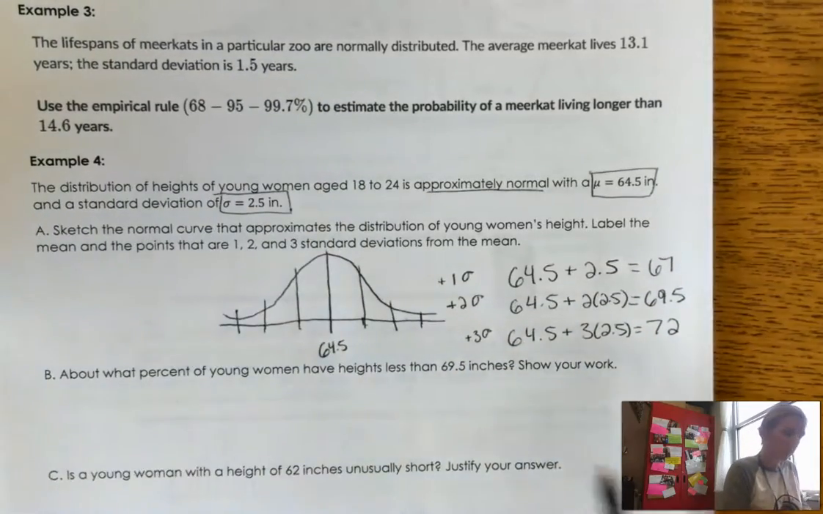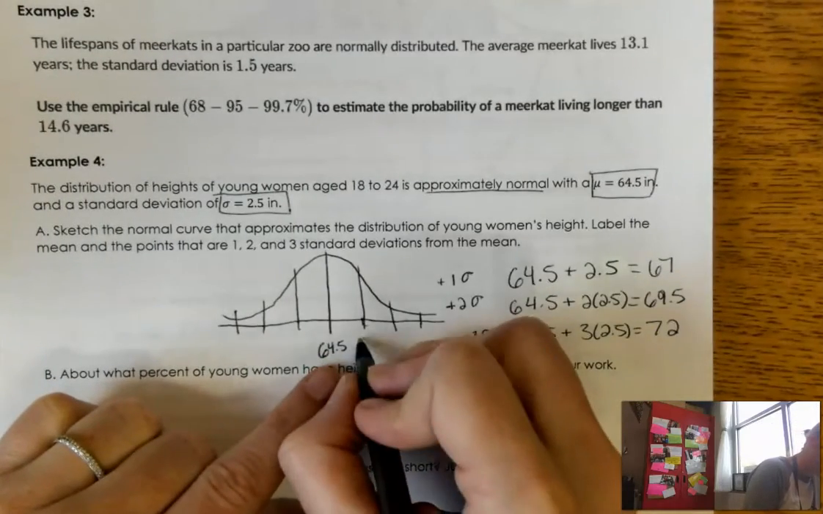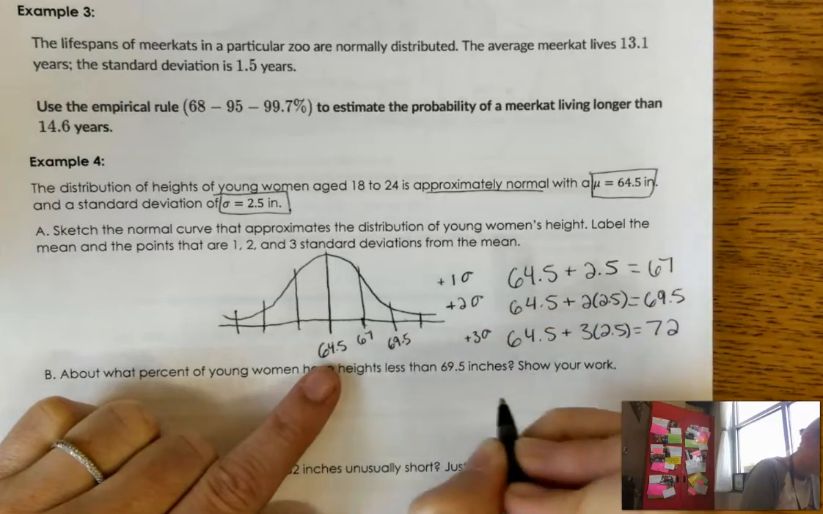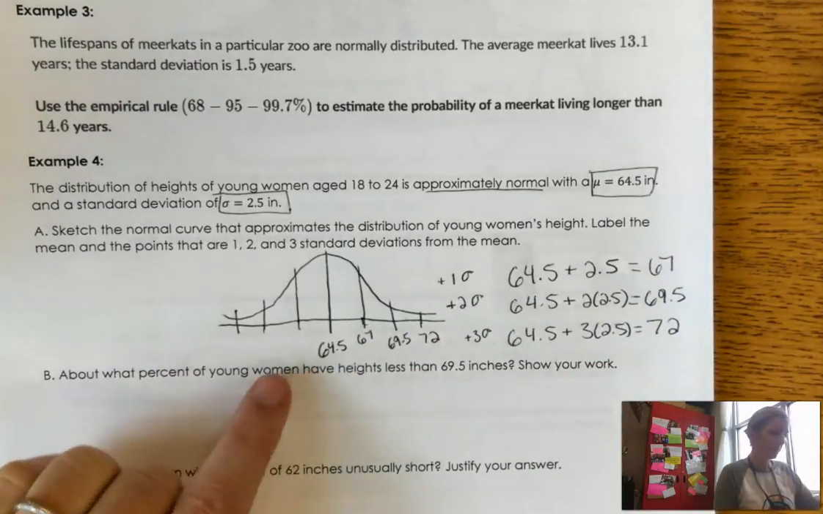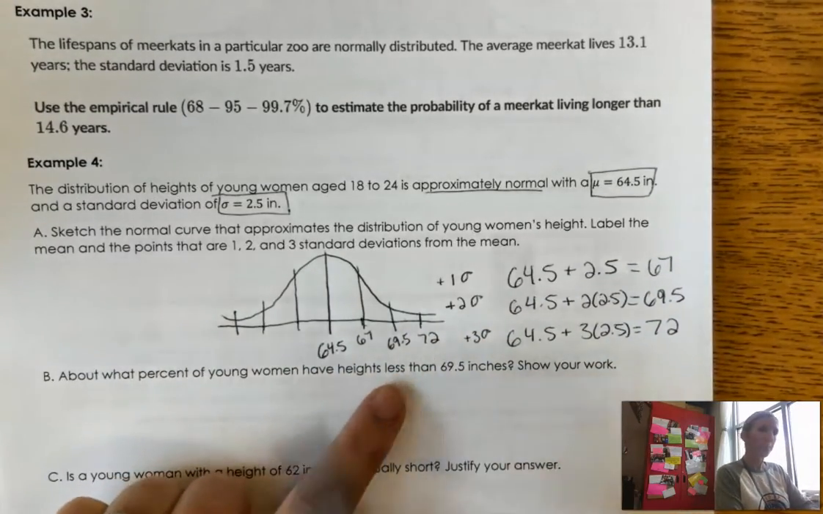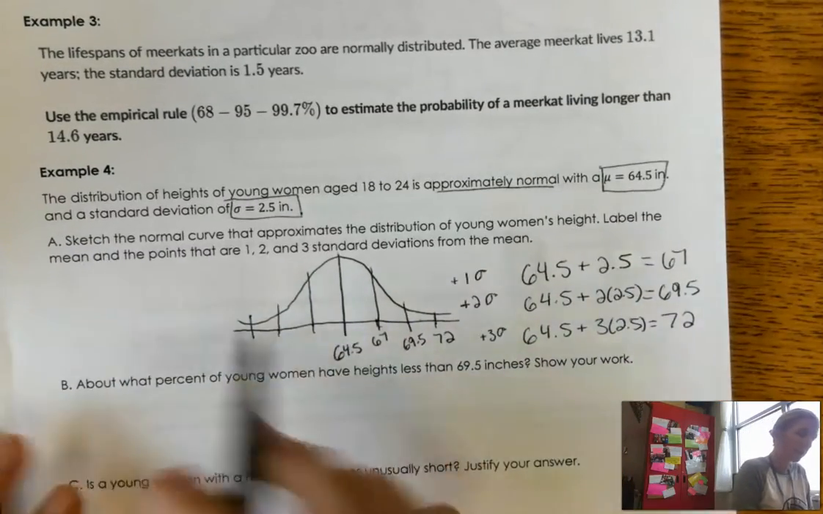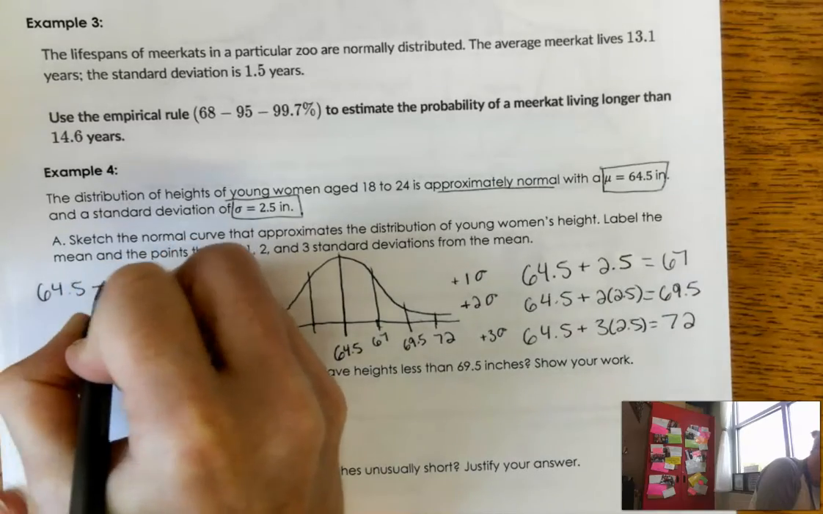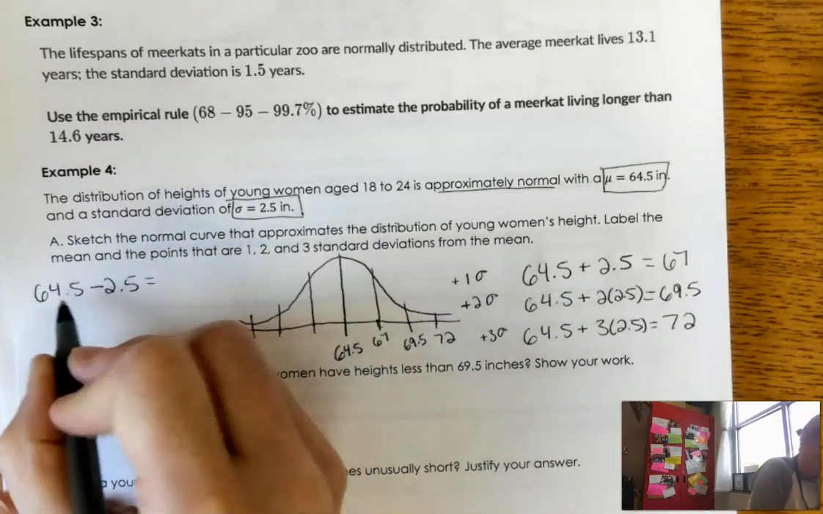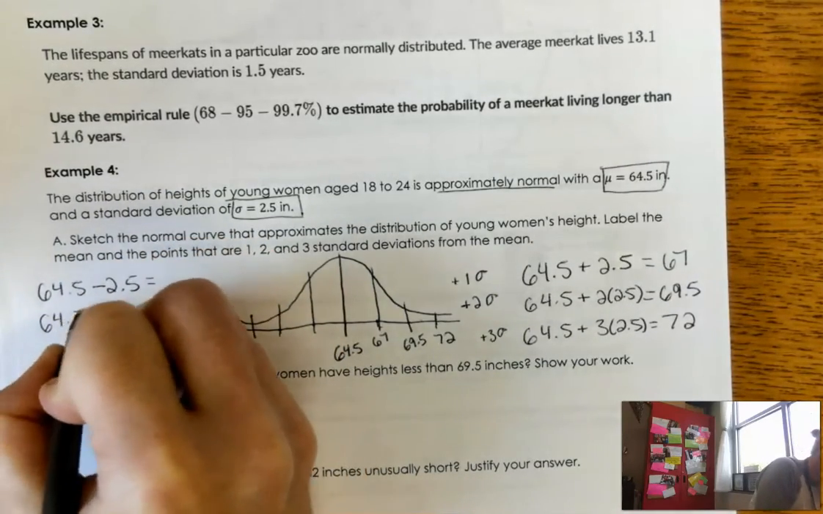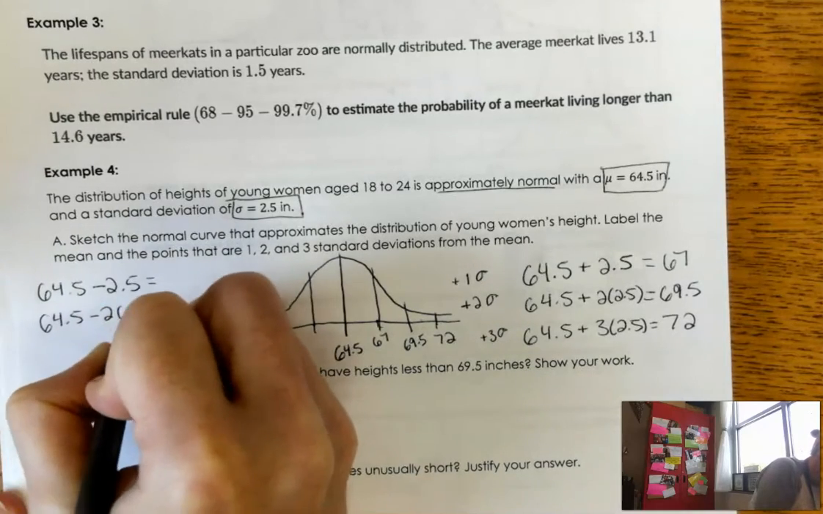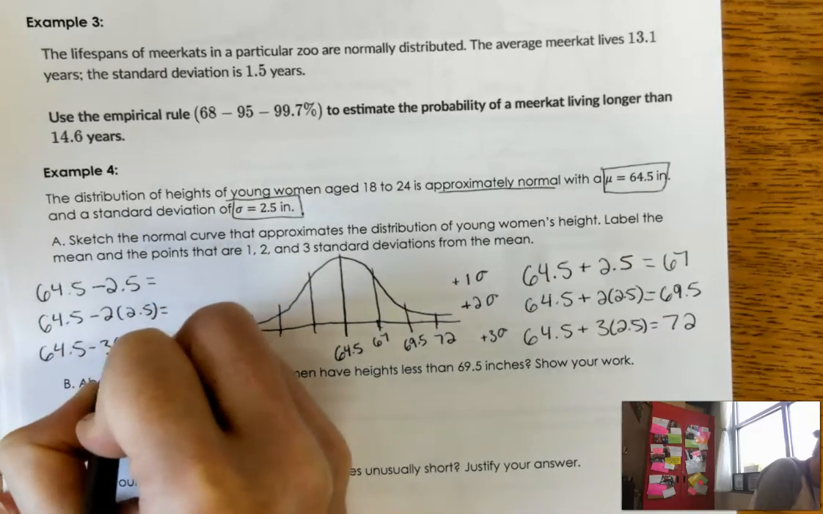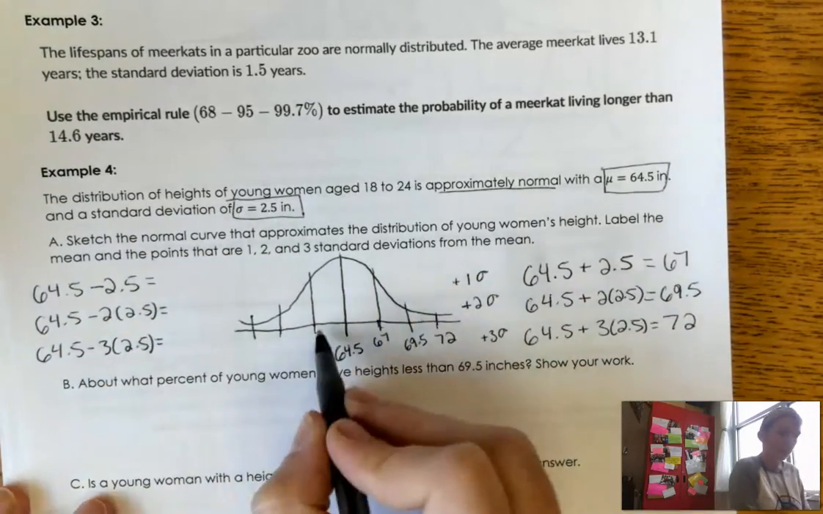Alright, so that means I'm going to label my normal curve. I have 69.5 here, 67 here, 69.5, and 72. So those are all my standard deviations above the mean. Now let's figure out what my standard deviations below the mean would be. Now I'm going to subtract. So I'm going to subtract 1 standard deviation, then I'm going to subtract 2 standard deviations, and then I'll subtract 3 standard deviations to get my 3 points that are below.